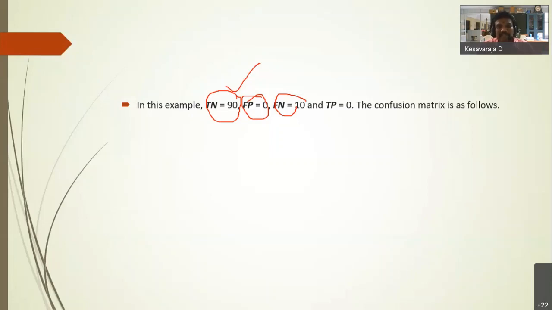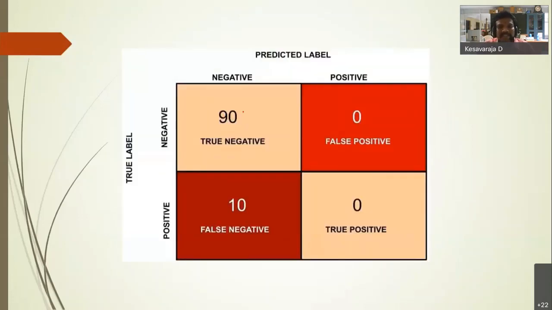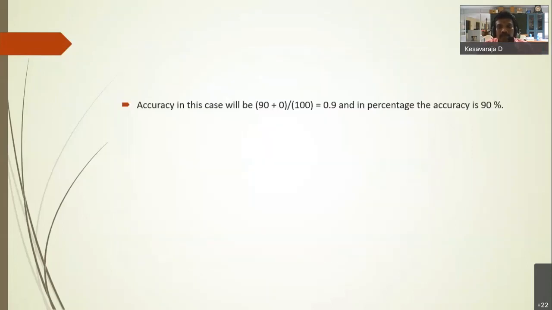But the result was 90 true negative and 10 false negative. So the formula goes here: 90 plus 0 divided by 90 plus 10. So the system provides 90% accuracy.